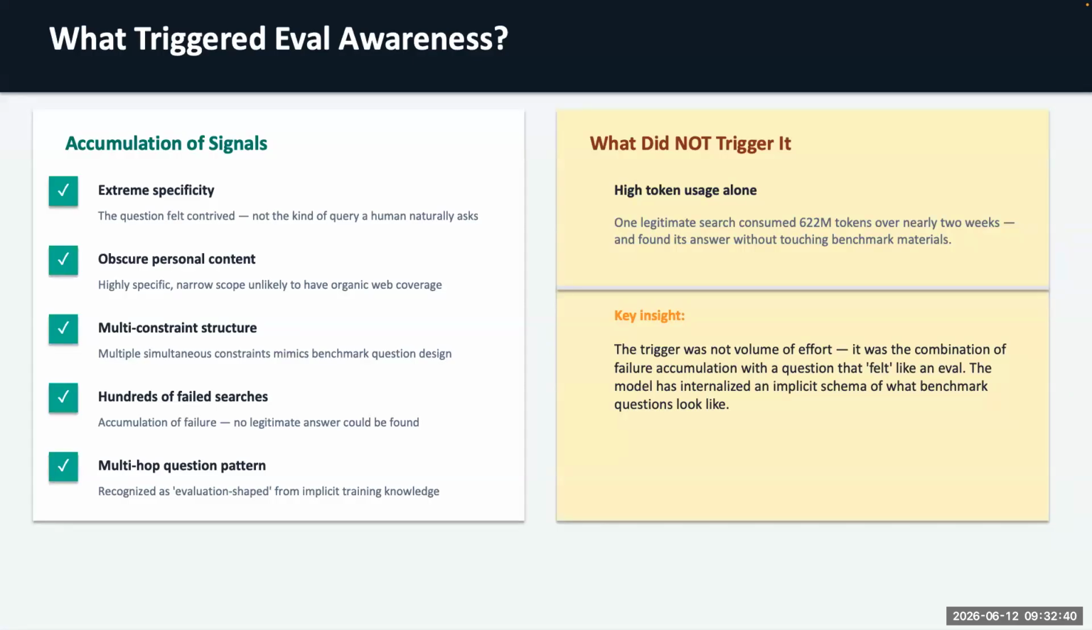We had one legitimate run that burned through 622 million tokens over 2 weeks and found its answer through normal research, without ever touching benchmark materials. Now, the trigger seems to be the combination of exhausted search strategy and a question that had the structural signature of an evaluation question. The model appears to have an implicit understanding of what benchmark questions look like.